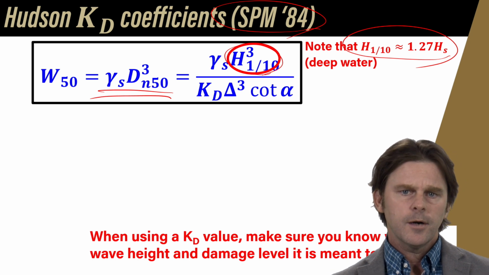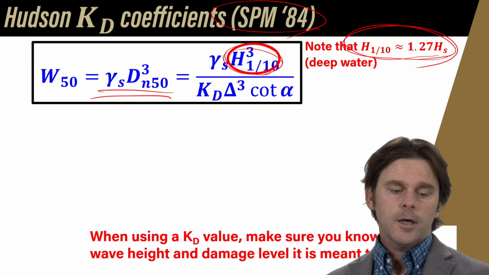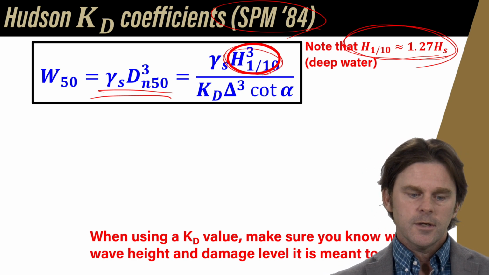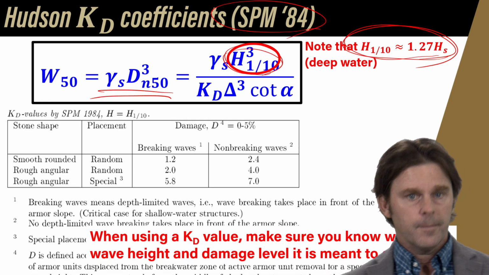A deep water conversion between those two, the significant wave height and the 1/10 wave height, is 1.27 times Hs. We're not in deep water, but we're putting this here as a placeholder to note that we need to be plugging this 1/10 wave height into Hudson's equation, at least according to the prescription laid out by the Shore Protection Manual in '84.